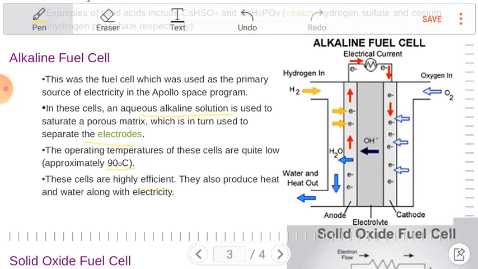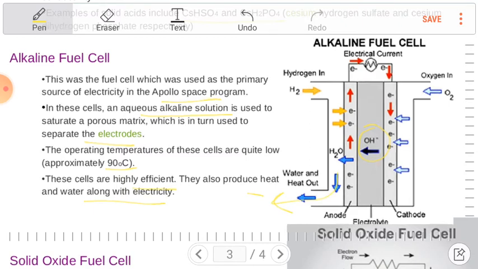These cells are highly efficient, used to produce heat and water along with electricity. As we know, one more byproduct of a fuel cell is heat, so it can also be used to produce heat. In the Apollo space program we used the alkaline fuel cell. It has high efficiency, and one more difference from other fuel cells is that here we can see it is shifting OH negative ions from cathode to anode, so water comes out at the anode side.